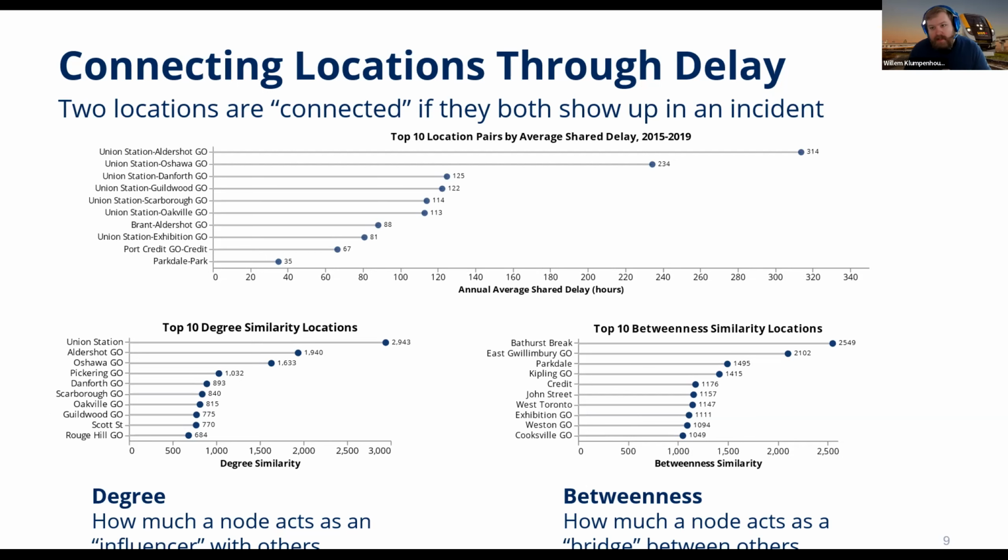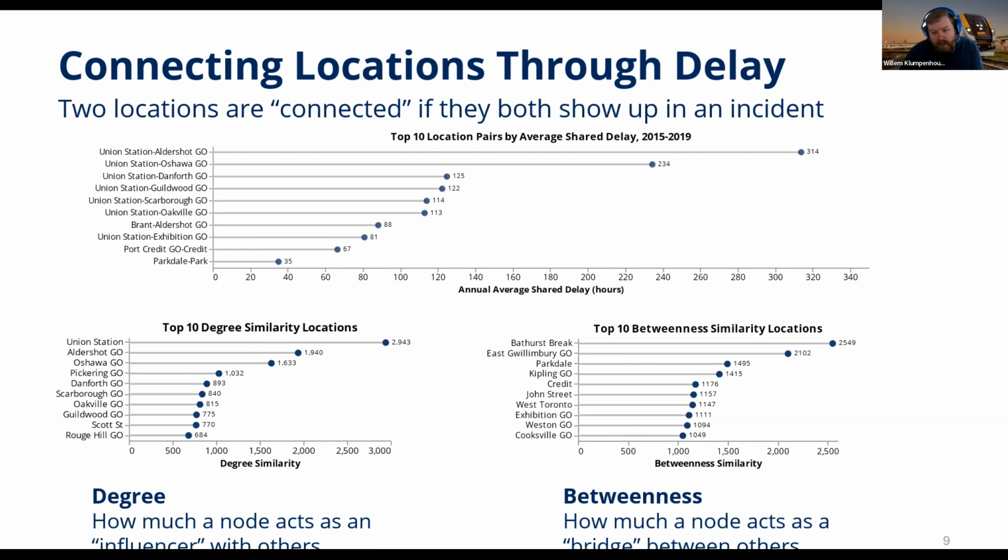So if there's an incident that happens throughout the line, it likely will affect Union Station as well as the terminus station on the other end. And then we can do other graph theory things like looking at how much a node influences other nodes. So obviously Union Station, it being the center of the network, is a key location. If there's delays there, it tends to cause us delays elsewhere, as you can imagine. Similarly with the high frequency or the higher service lines along the lakeshore as well.